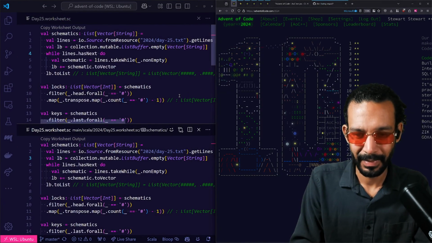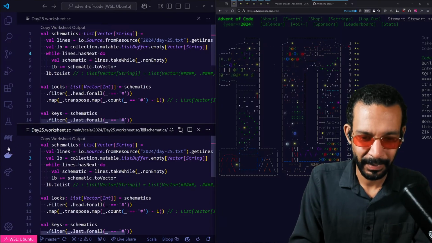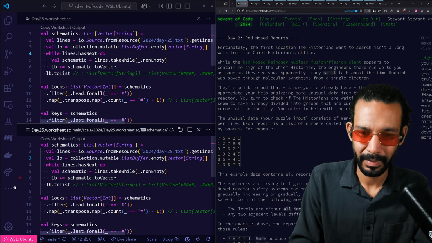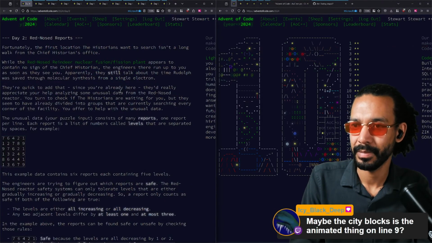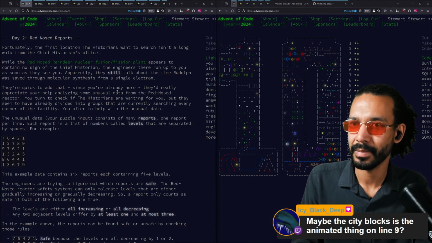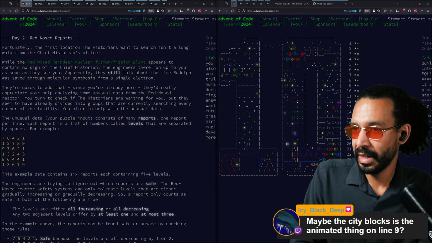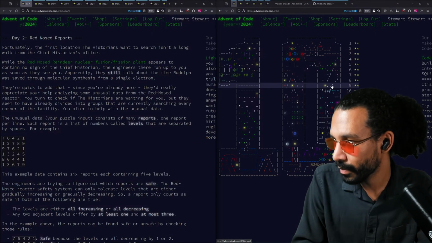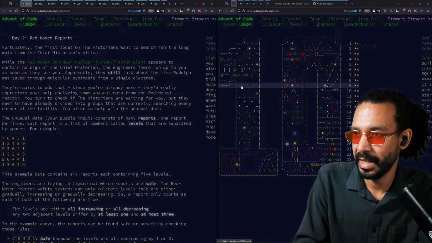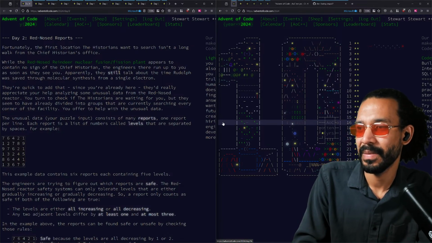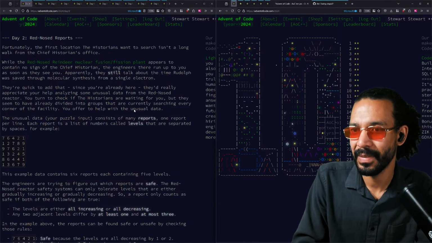Yeah, I do still want to do a tour of everything we've done this year. Maybe City Blocks is an animated thing on line 9. Oh, I guess, yeah, so that's a subway going through a city. I see it. I see it. Nice.